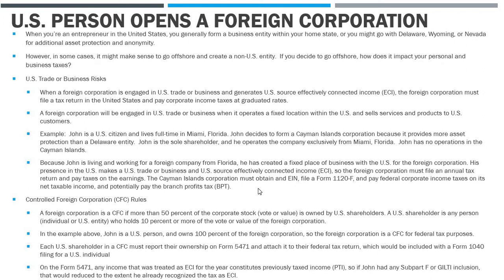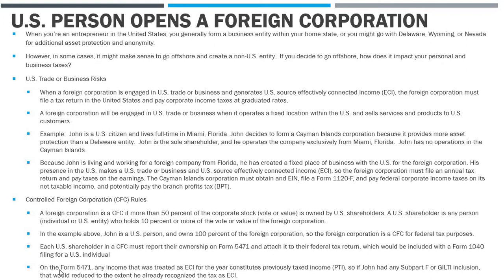Now let's talk about the CFC rules. So what's a CFC? A CFC is a foreign corporation, right, where more than 50% of the corporate stock is owned by U.S. shareholders. A U.S. shareholder is any person, so this is an individual or an entity, a domestic partnership, domestic corp, etc., who holds 10% or more of the vote or value in the foreign company. So in our example above, John's a U.S. person because he's a U.S. citizen. He owns 100% of the foreign corp. So the foreign corp is a CFC for federal tax purposes.